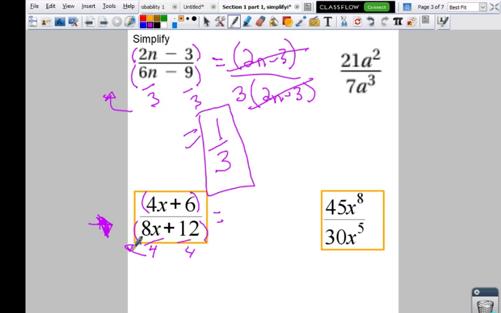So reduce it. It's just 1 over 4. Oh, mine's 1.